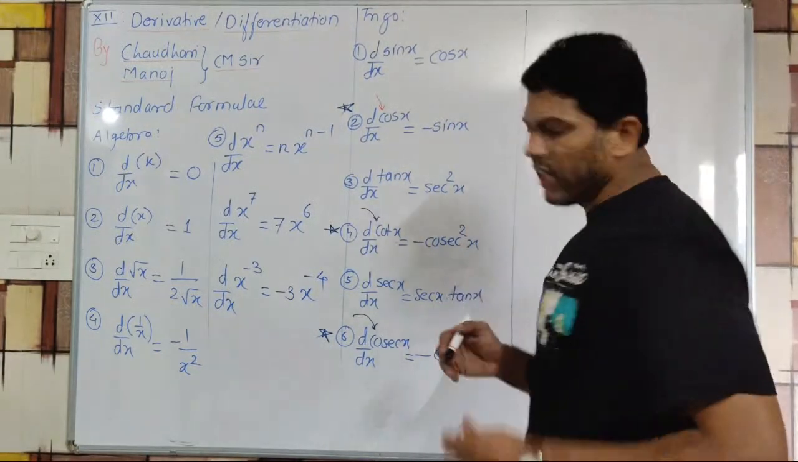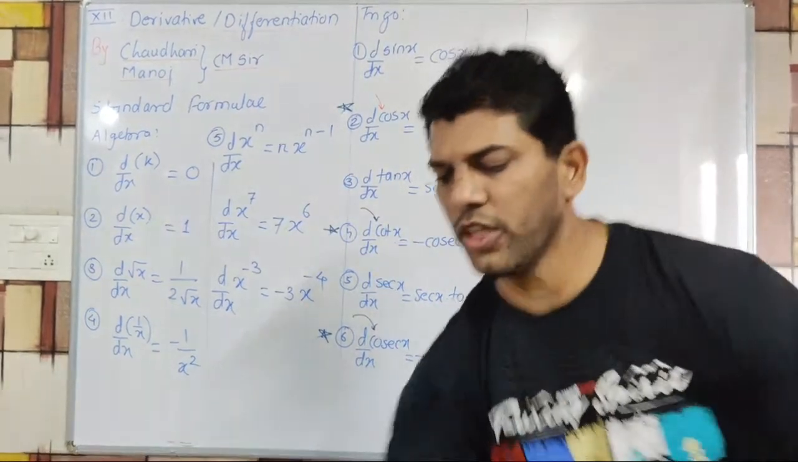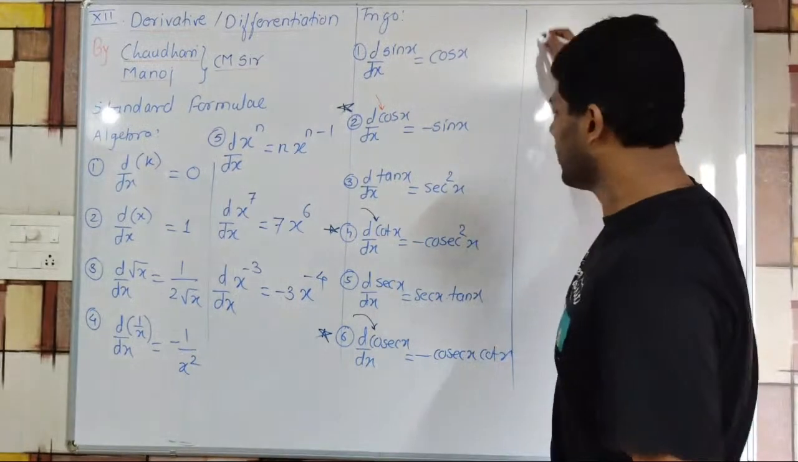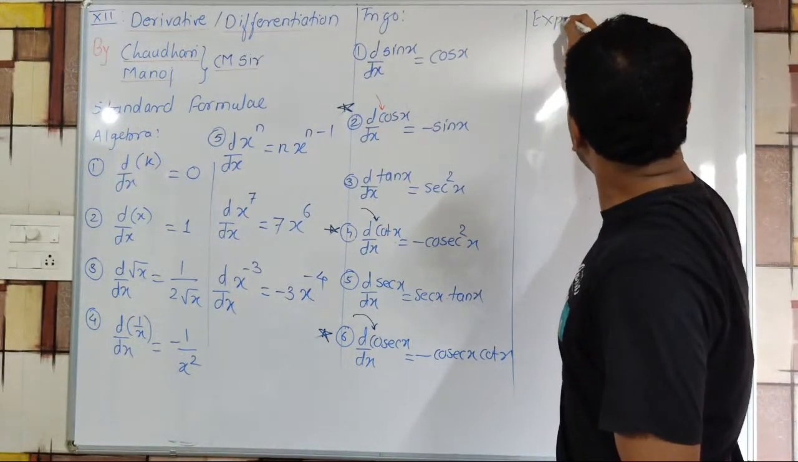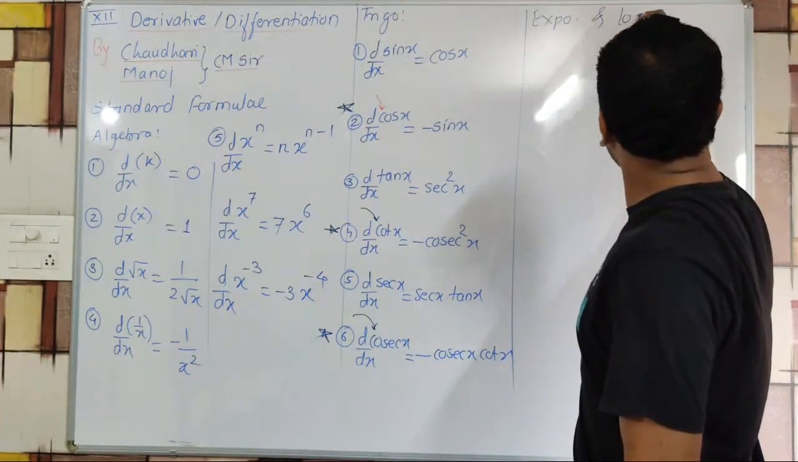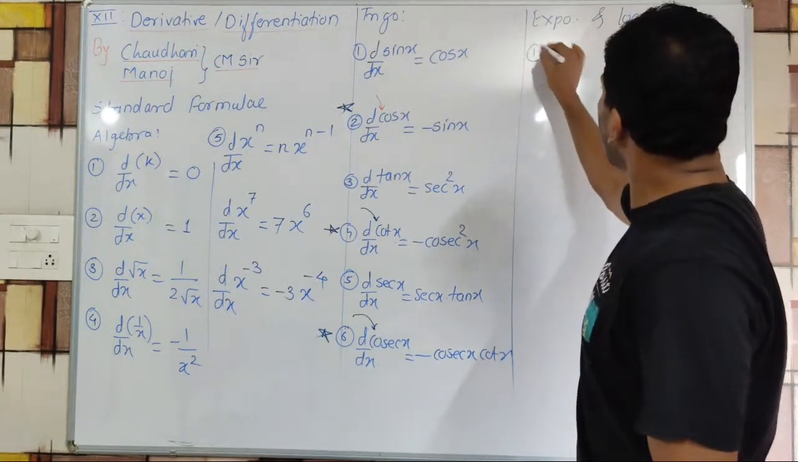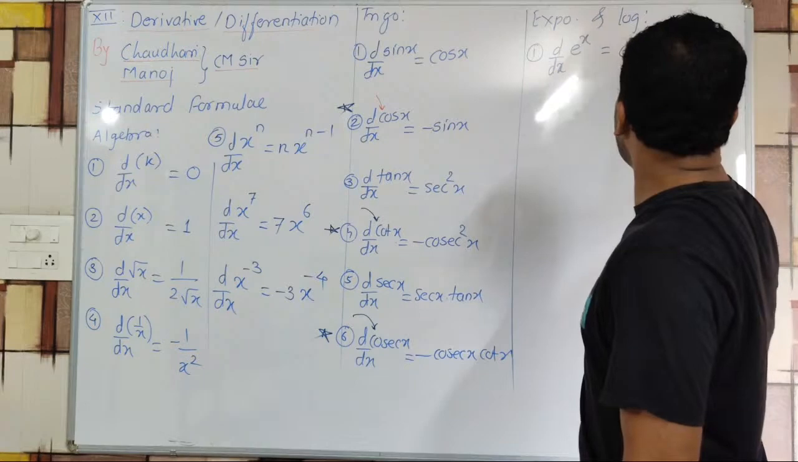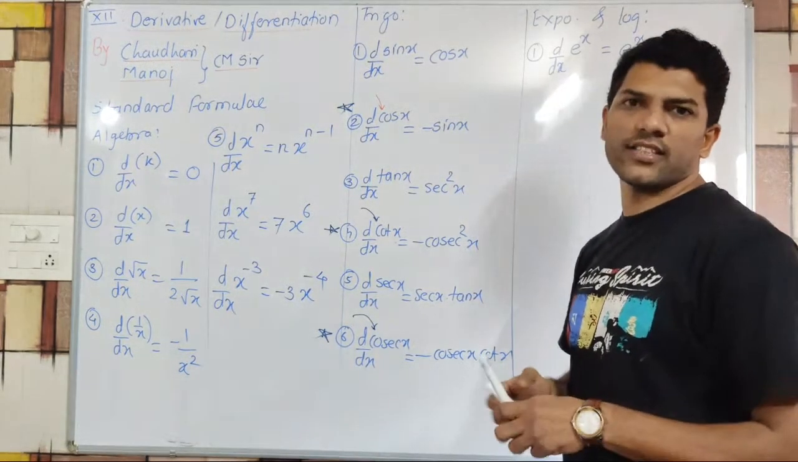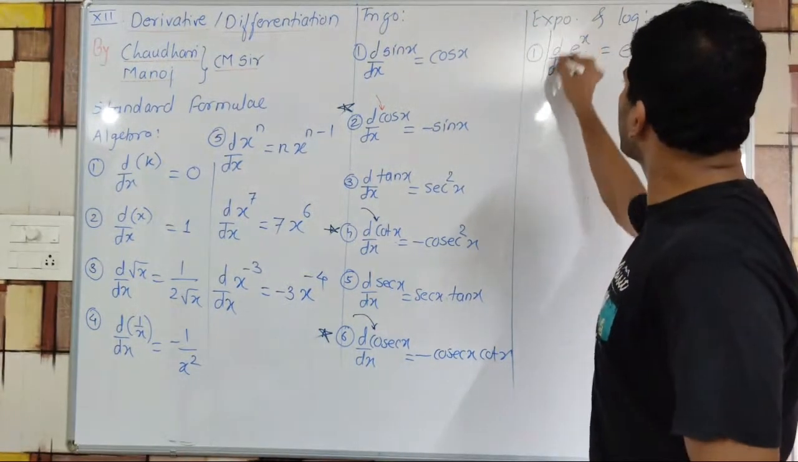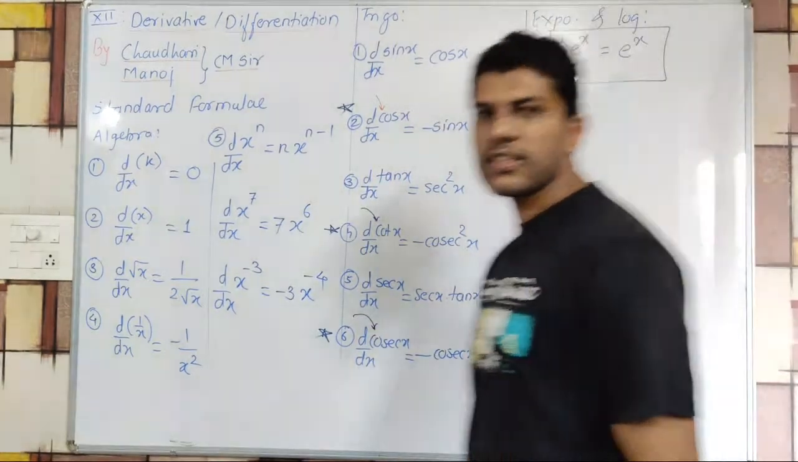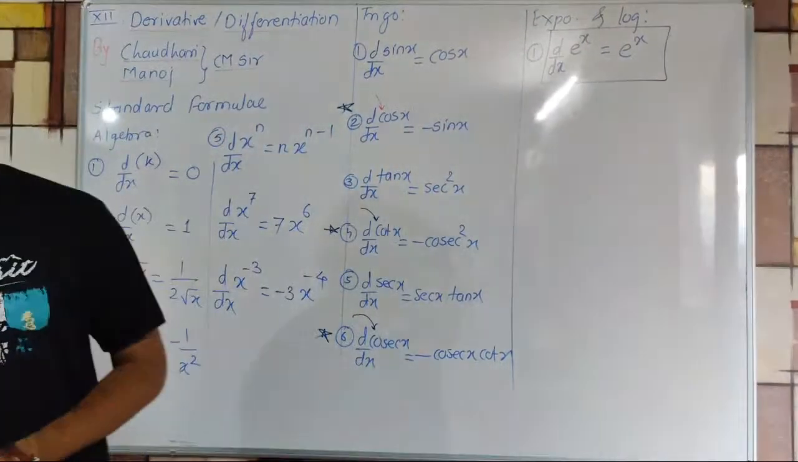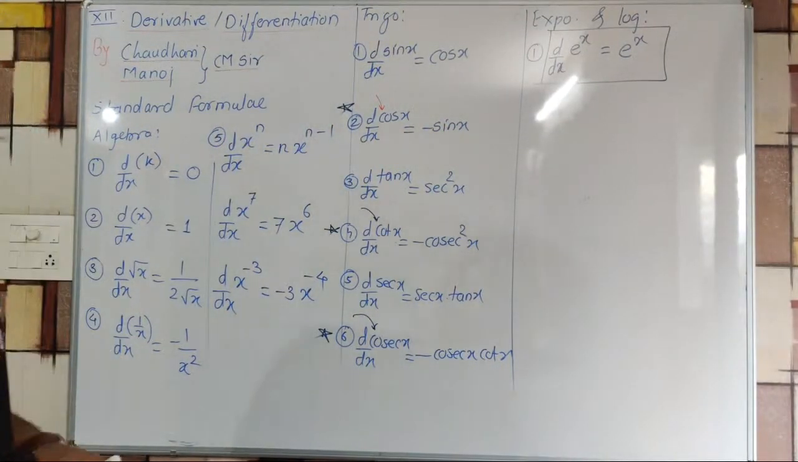Okay, then we derived a few results from the exponential and logarithmic cases. So I'm talking about the next one, exponential and logarithmic. The first and very important one: the derivative of e raised to x is e raised to x. It is the only function whose derivative remains the same. So the derivative of e raised to x is always e raised to x.